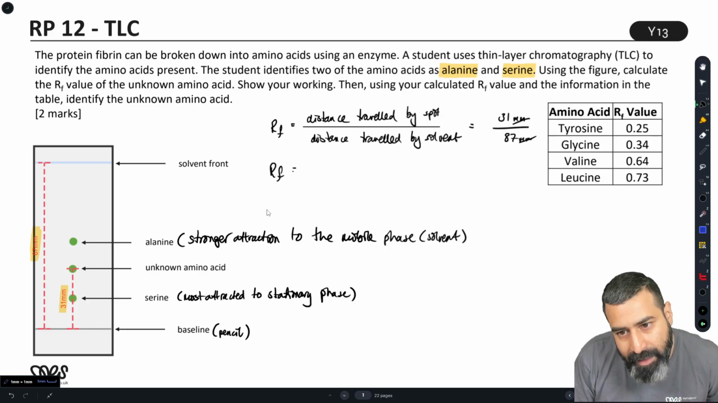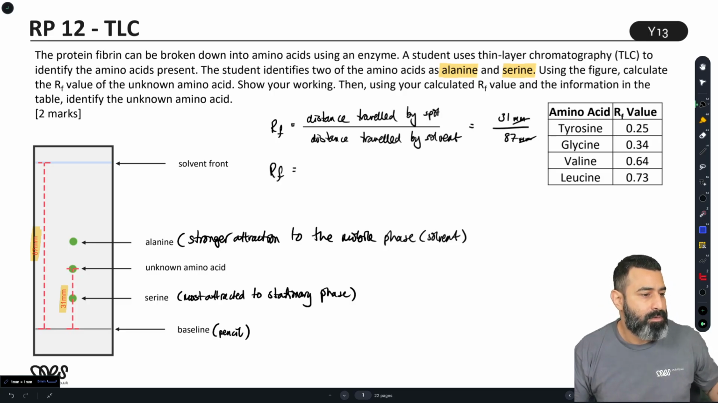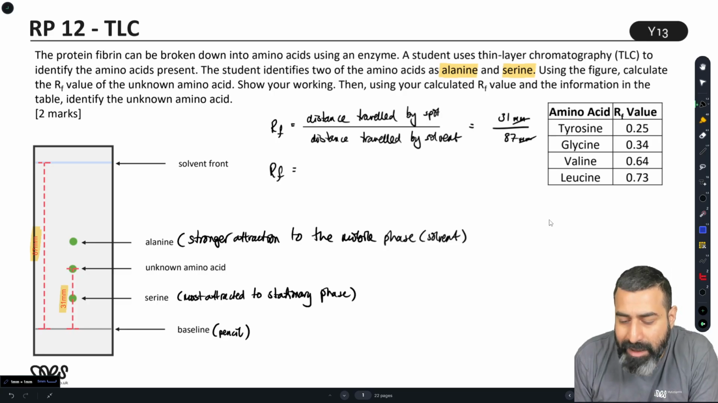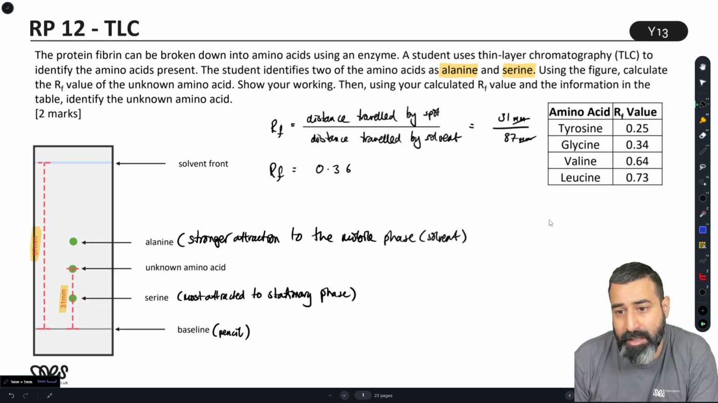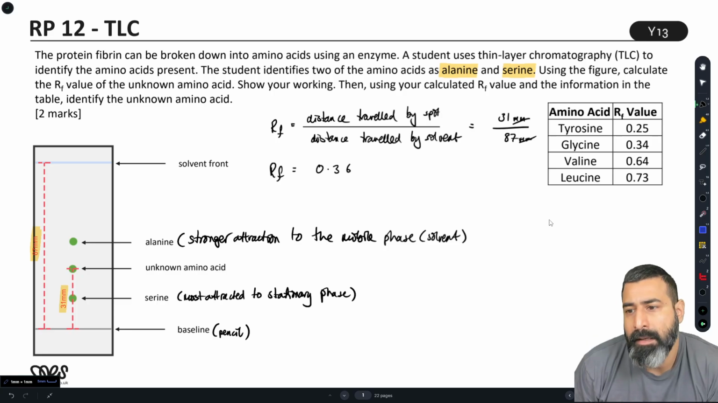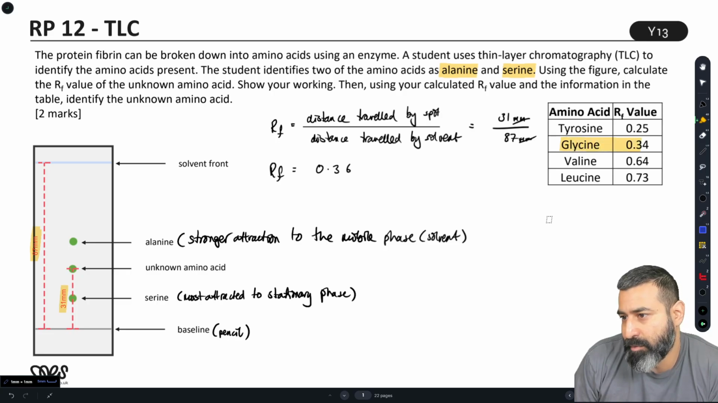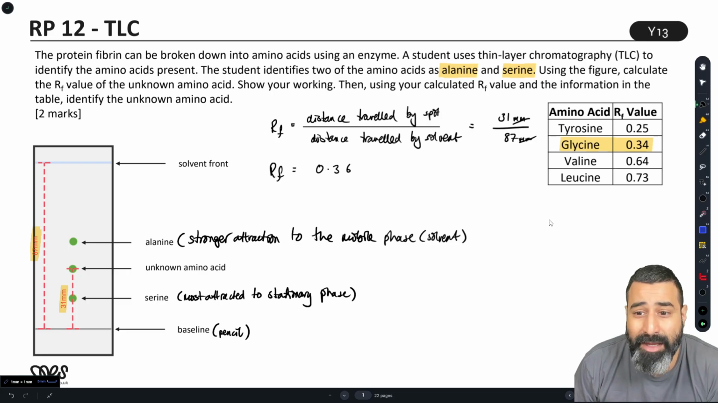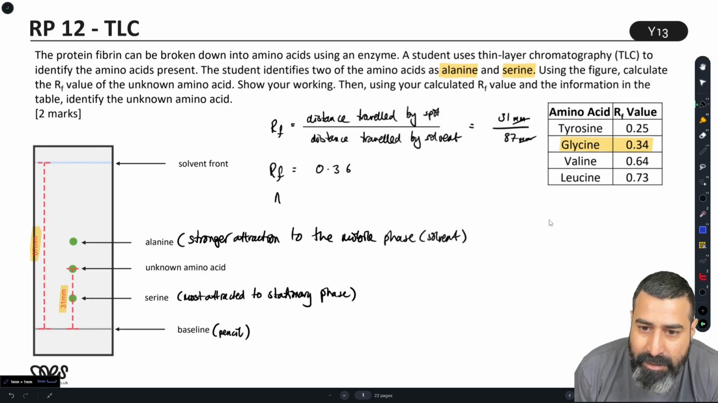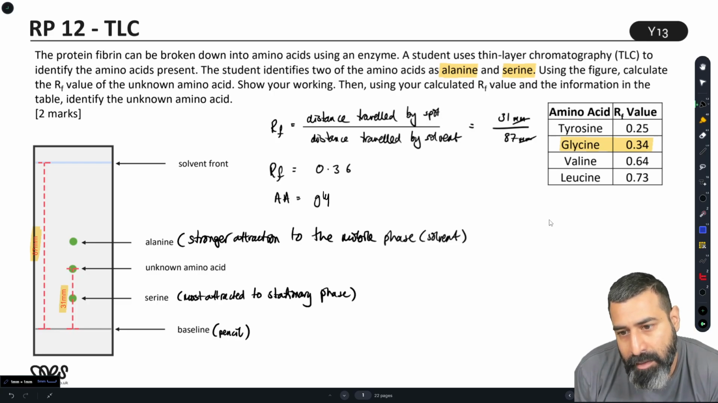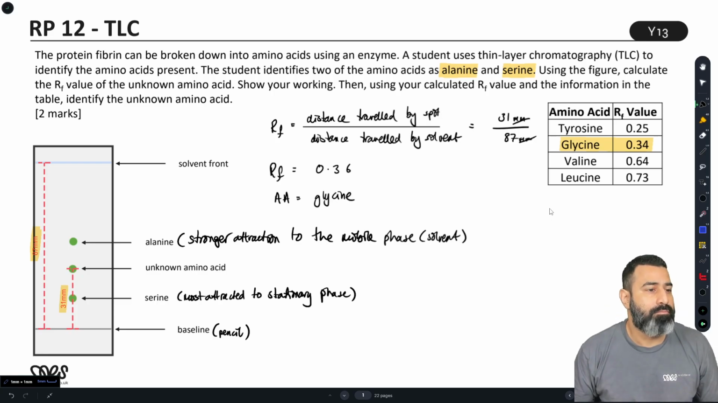So the RF value is, I get a value of 0.36, rounded to 2 decimal places, no units here. You've got to allow for some tolerance in that value. I think the true value is 0.34 for glycine, but that's probably within the tolerance given by the mark scheme. So we can safely say that the amino acid, AA for amino acid, is glycine. Done.